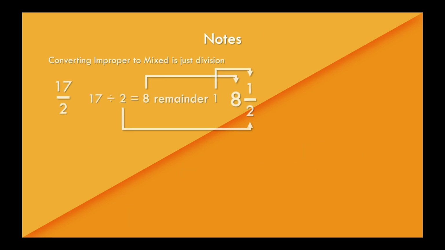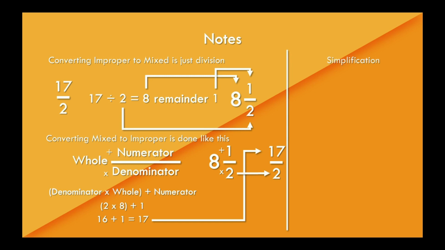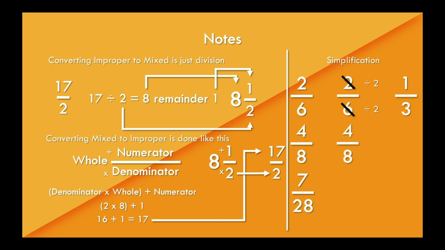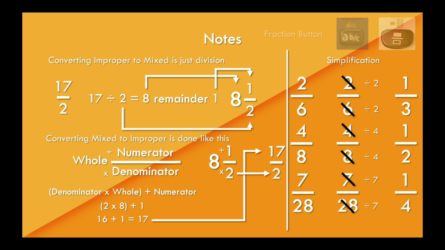For notes, we have the means of conversion and a few examples of simplification. Now, it's important to note that calculators always give you the most simplified versions of fractions, and there is a button on CIE standard calculators that allow you to change a number, like a decimal, into a mixed or improper fraction. It also allows you to input fractions directly into the calculator, so make sure to get oriented with that during practice to make your life easier.